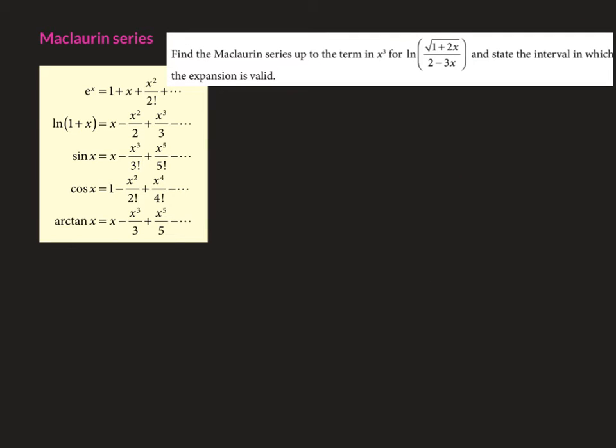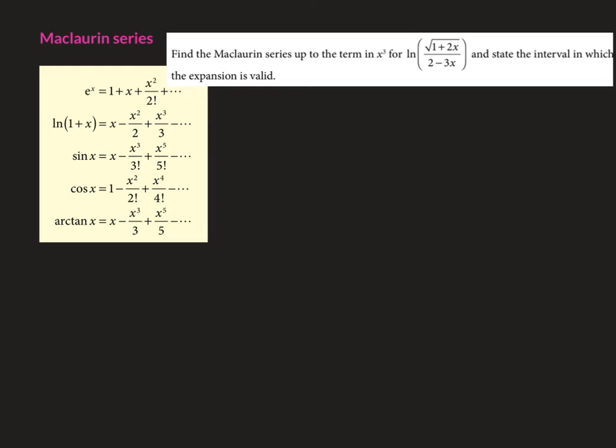Let's do one final example. In this problem, we are given the function ln of the square root of (1 plus 2x) over (2 minus 3x), and we're asked to find the Maclaurin expansion up to the term in x power 3 and state the interval in which the expansion is valid.